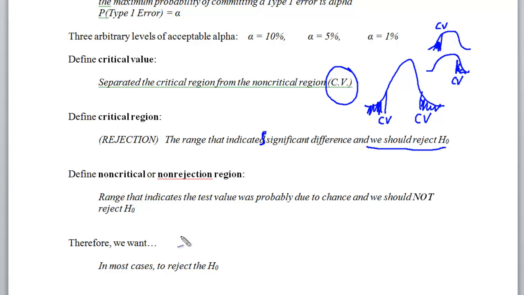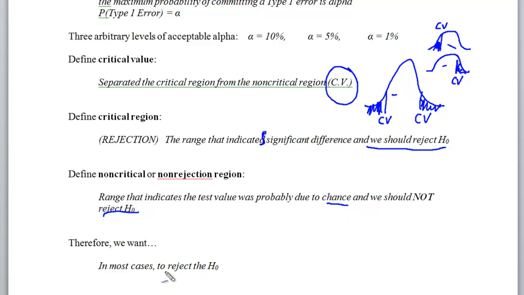Now, we also have the non-critical or non-rejection region, the huge span in the center that indicates the test value was probably due to chance, and we should not reject the null hypothesis. So if your average is anywhere inside of these non-shaded zones, then your null hypothesis is okay.